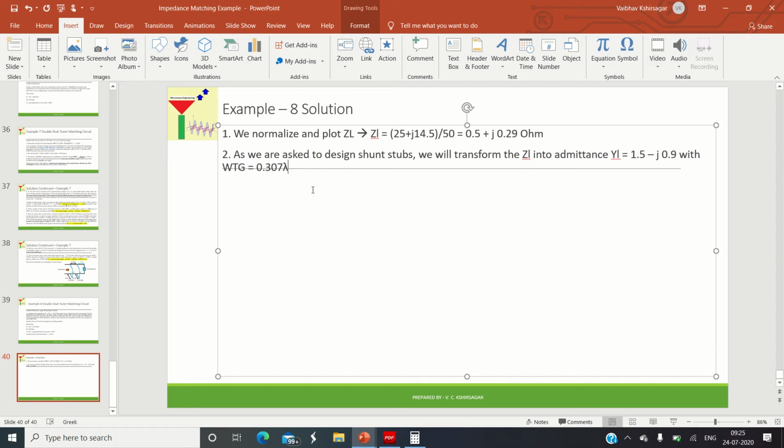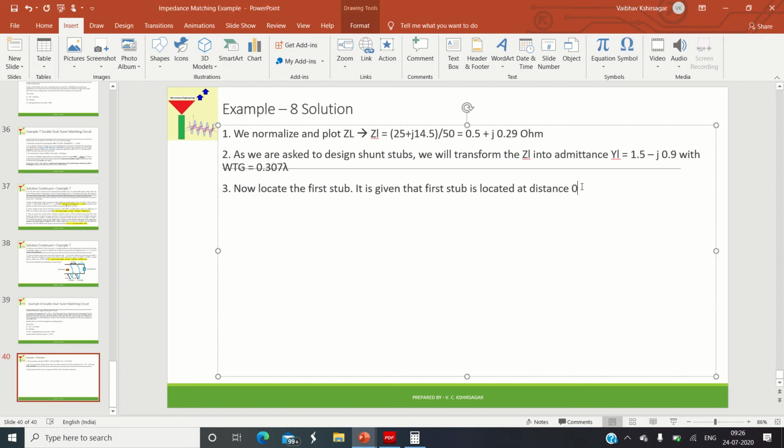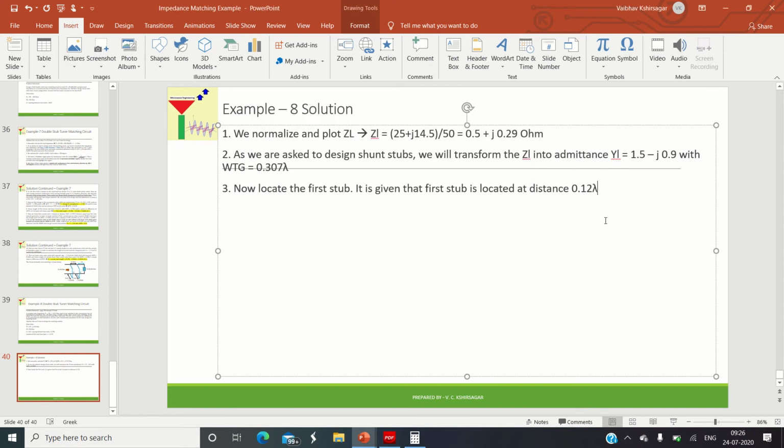Now let us go ahead to step number 3. We have located the load impedance. Now the next step is to locate the first stub. It is given in the problem statement that the first stub is located at a distance of 0.12 lambda from the load.